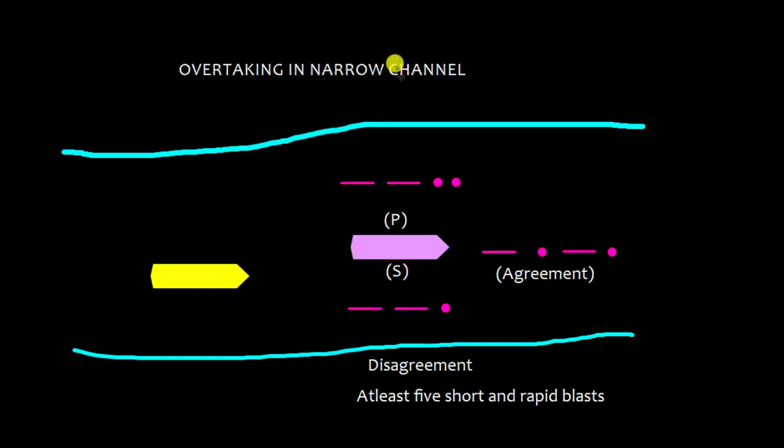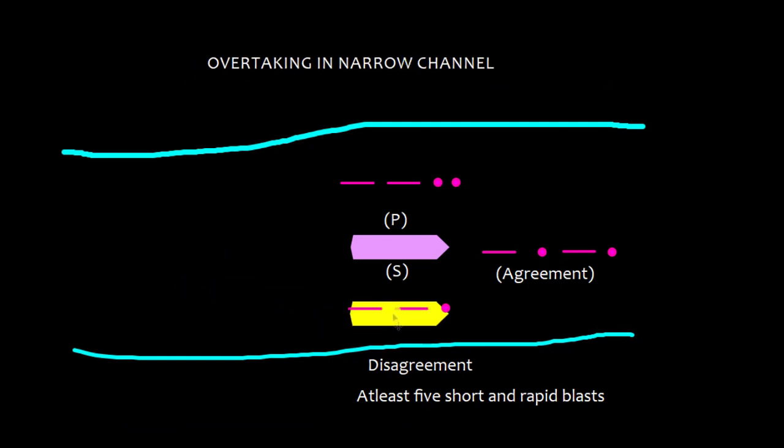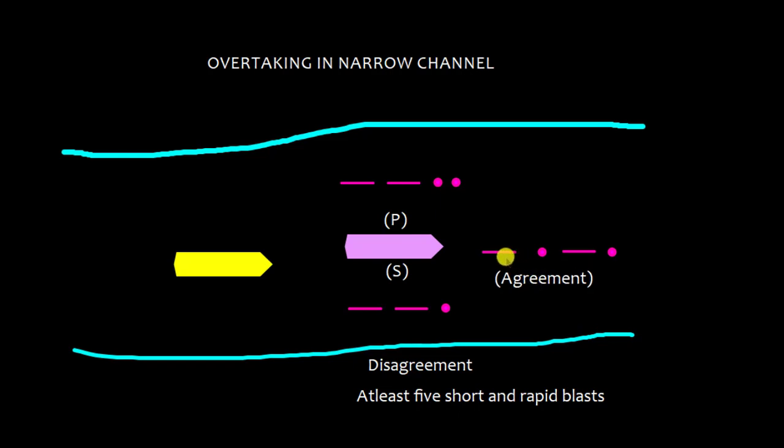Then we have overtaking in a narrow channel. Well, if you are overtaking from the starboard side, you need to sound the signal of two prolonged and one short blast, and if you are overtaking from the port side, you need to sound two prolonged and two short blasts. Overtaking is permitted only when the vessel being overtaken is in agreement, and this agreement signal is one prolonged, one short, one prolonged and one short blast.